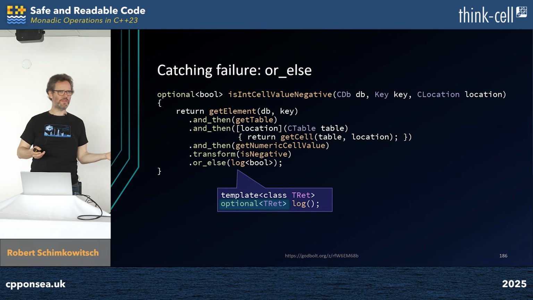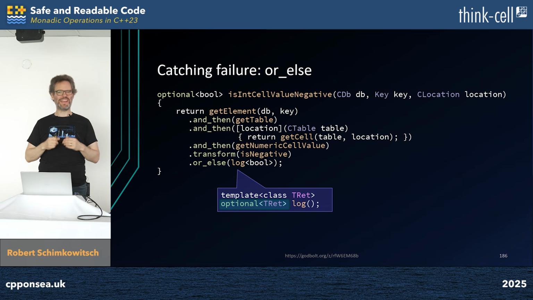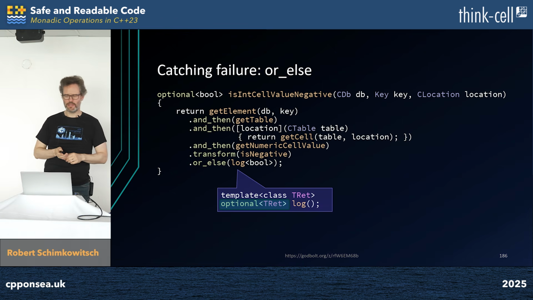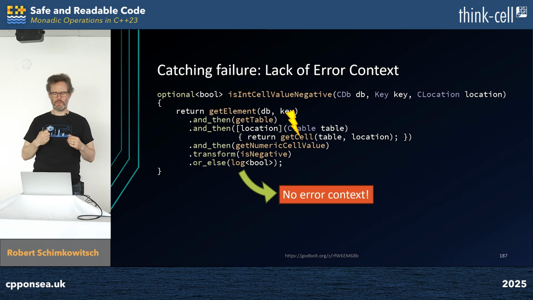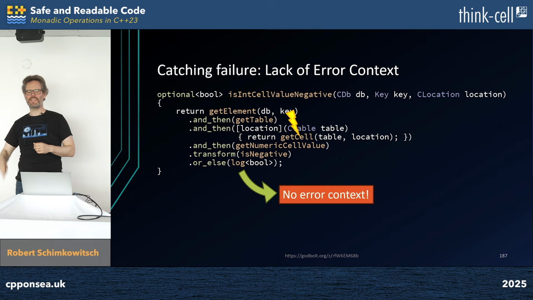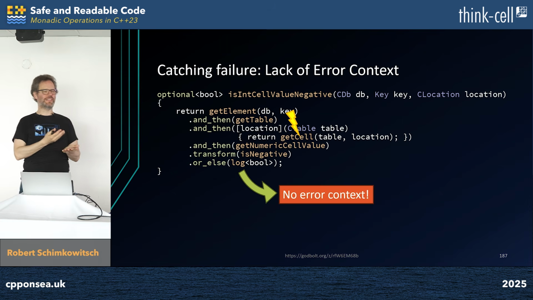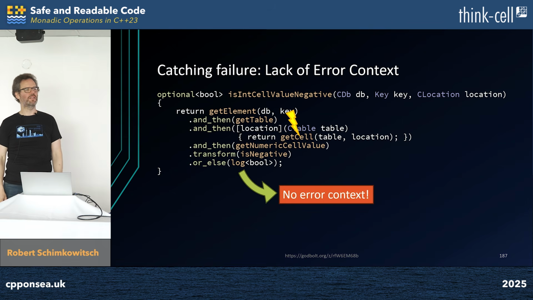And why is it a template function? Because it needs to return an optional of the correct type, and it cannot know what that type should be, so I tell it via a template parameter. Now, there's a problem here, because if, for example, getCell failed, I can catch the fact that something failed, but I don't know where it failed, I don't know what failed, I have zero error context. This is not good enough.